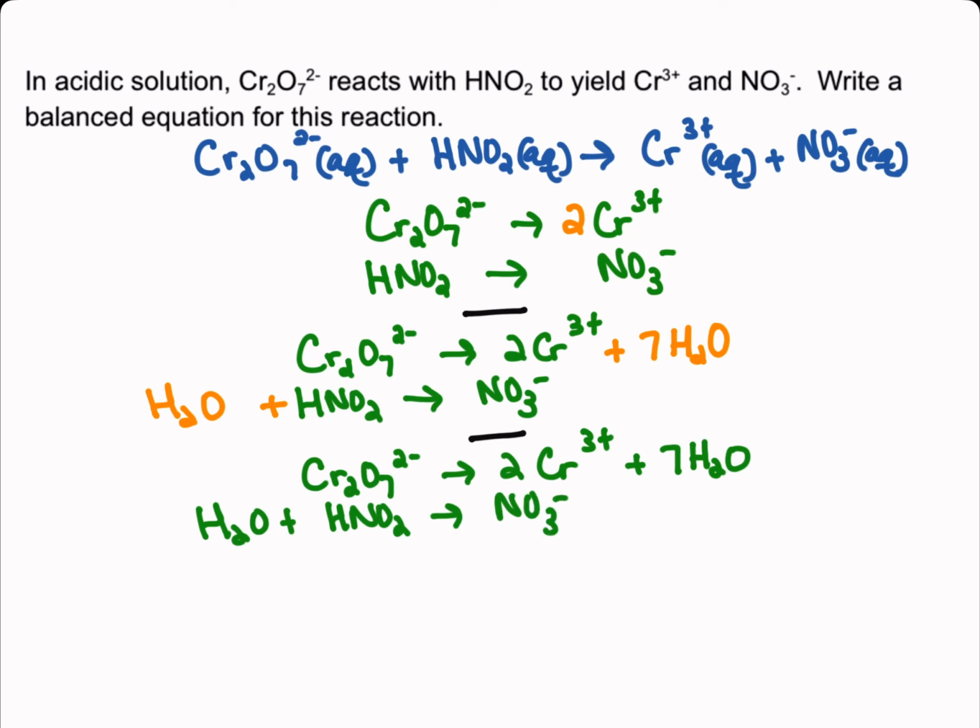After I balance out my oxygens, I want to balance out my hydrogens. In my first half reaction, I have 7 times 2 is 14, so I have 14 hydrogens on the right side, so I want to add 14 on the left side. In my second half reaction, I have 2 plus 1 is 3 hydrogens, so I want to add 3 hydrogens on my right. I want to clean that up.